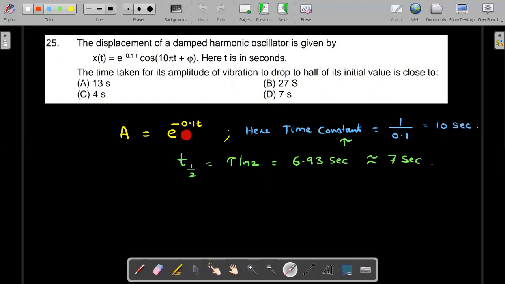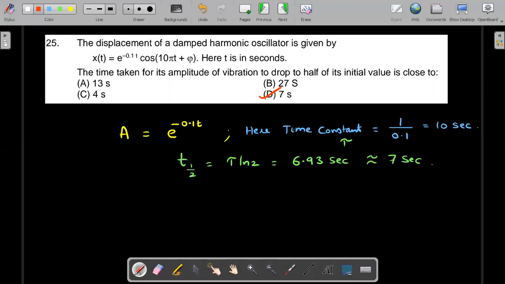He wants this amplitude to decay to half its value. Any exponential function with a time constant equal to 1 by 0.1, you could see t by tau, right? Tau is 1 by 0.1, which is 10 seconds. We all know this will fall to 1/2 of its value, either from your nuclear physics or from RC circuits or all that. This is a very familiar one. It's tau ln 2. So the answer would be tau is 10 seconds, ln 2 is 0.693, you get 6.93 as the answer, which is closest to 7 seconds.